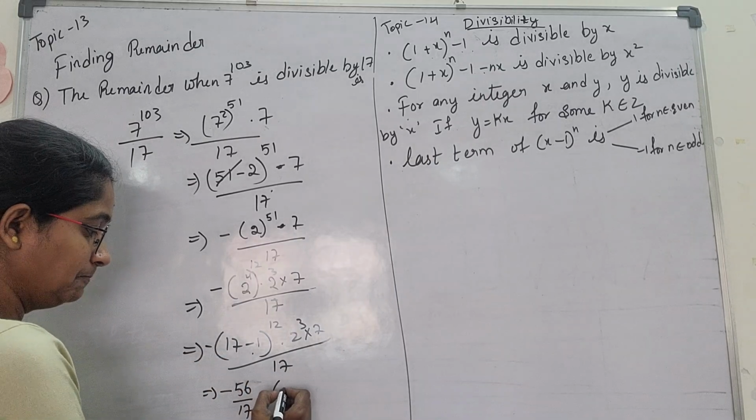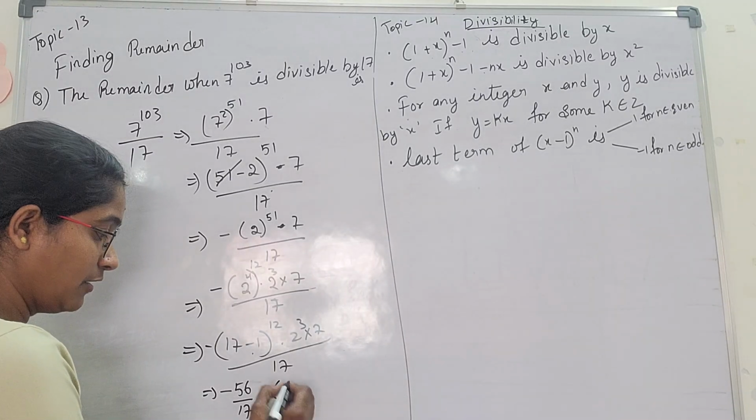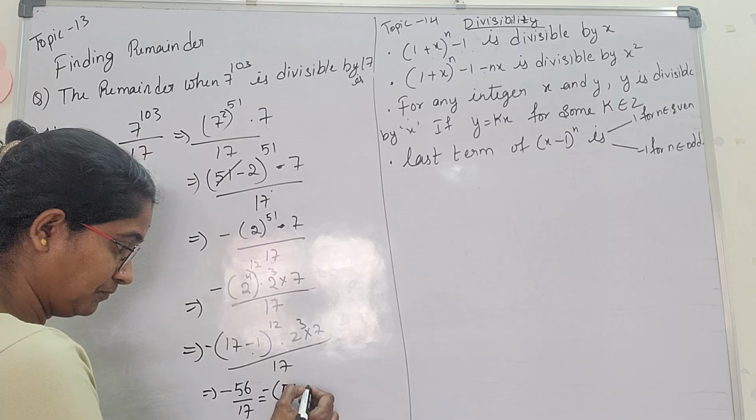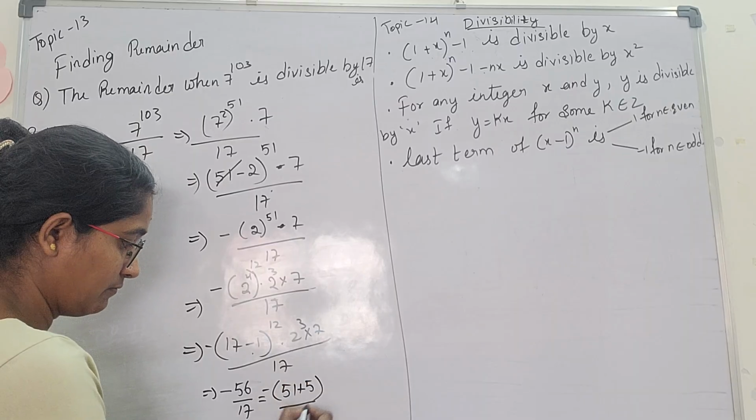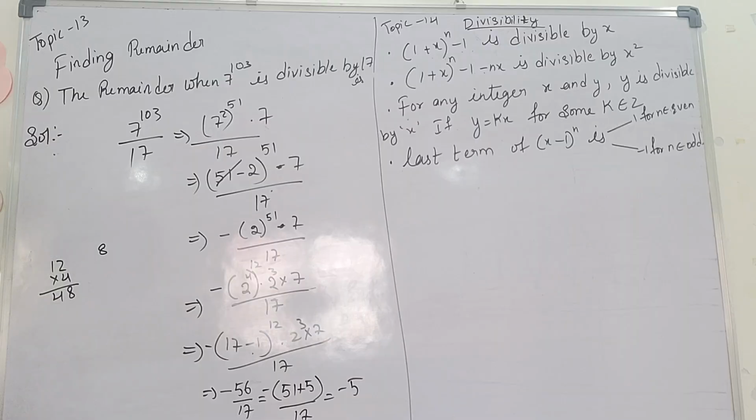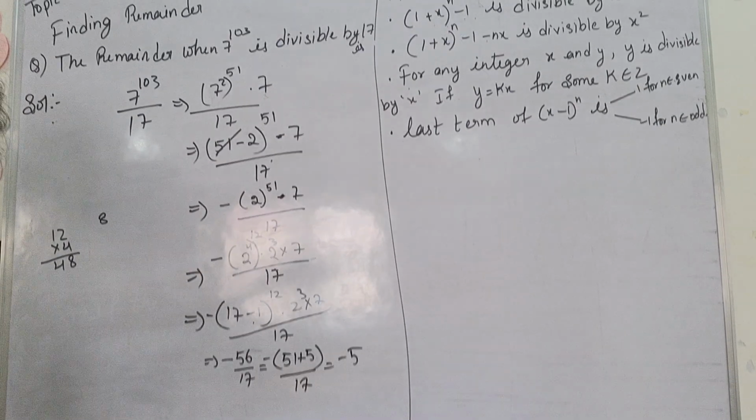This is 51 minus 17, plus 5 by 17. So again cancel. So your answer is minus 5. Remainder is minus 5 I got, right?